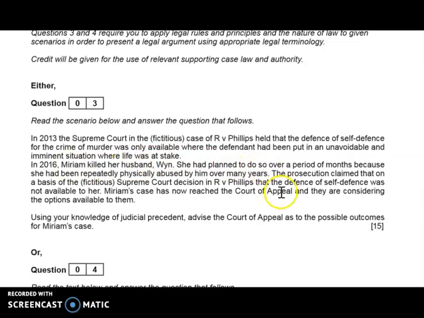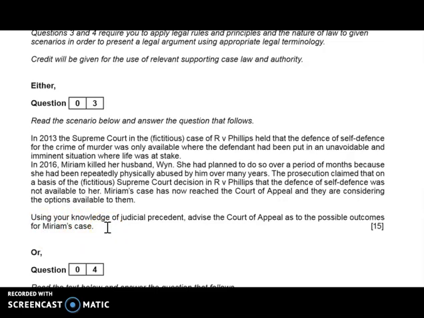She's planned to do so over a period of months because he'd been repeatedly physically abused by him over many years. The prosecution is claiming that we have to follow R and Phillips because that's Supreme Court, and therefore, on the basis of that case, she can't have self-defense. So her case is now in the Court of Appeal, and they're considering their options. And you're being asked to use your knowledge of judicial precedent to advise the Court of Appeal on Miriam's case.